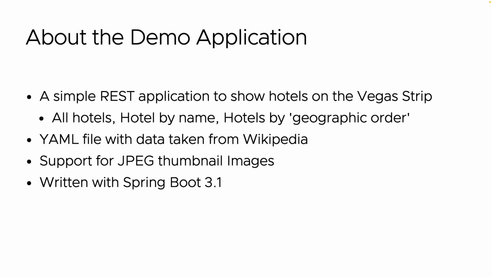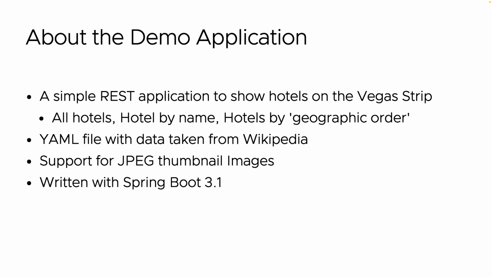Okay, so let's talk about the demo app a little bit before we jump into the code. As Phil mentioned, we've written this app so that we can demo most of the utils that we want to talk about today. You're probably not going to end up using so many of them, but because we wanted to demo them, we've put them there. It's a simple REST application that shows you hotels on the Las Vegas Strip, because that's where we are. There's an API to get all the hotels. You can get a hotel by name, or you can get hotels by geographic order. That means whether the hotel is on the south of the strip, north of the strip, center strip, etc.